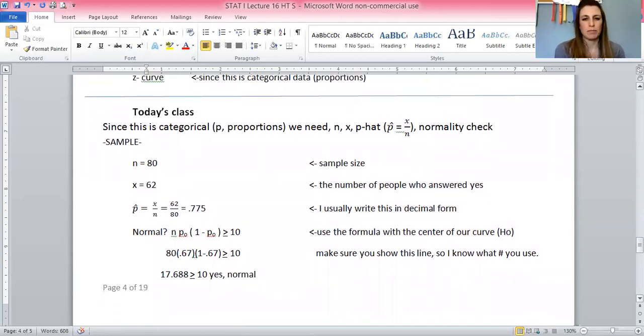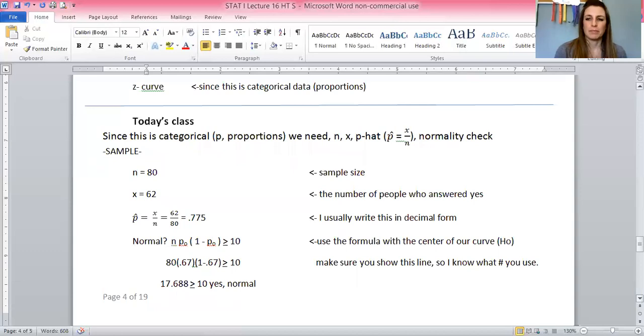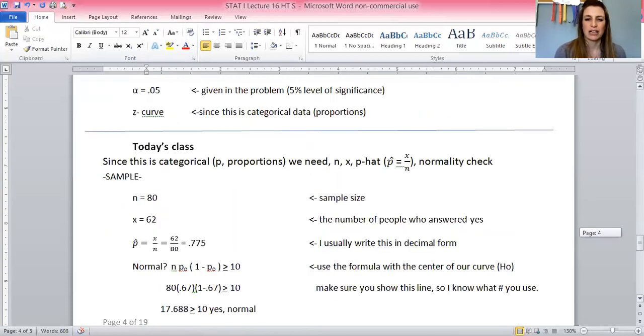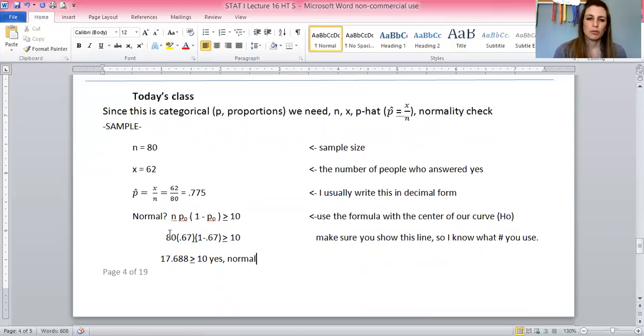So it's n times p times 1 minus p, but I'm using p naught in my calculation here. p naught is the center of my curve. It comes from the null. I'm going to go up to my method step, not my population, my method step, and see what my null value is. It is 67%, 0.67. That's the value I'm using to check my normality. So it's 80, that's my n, times 0.67 times 1 minus 0.67, and that has to be greater than or equal to 10. It comes out to be 17.7. So yes, that's greater than or equal to 10. I can assume normality.